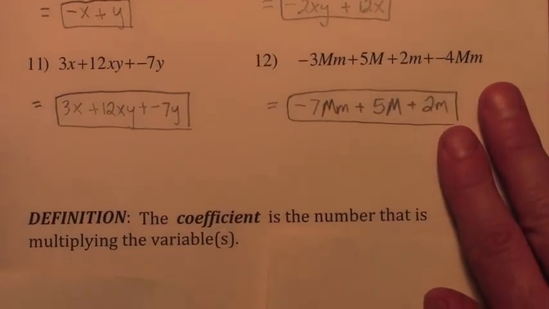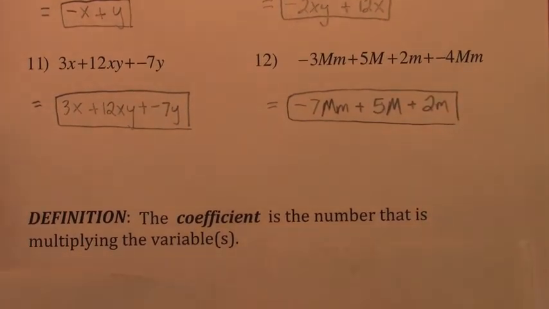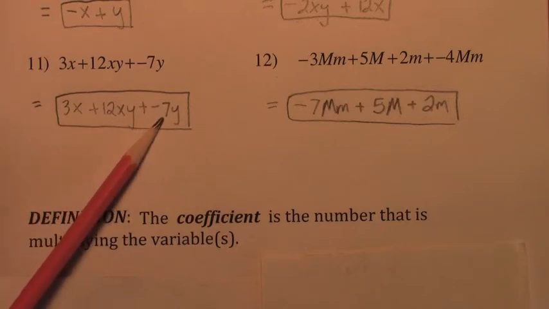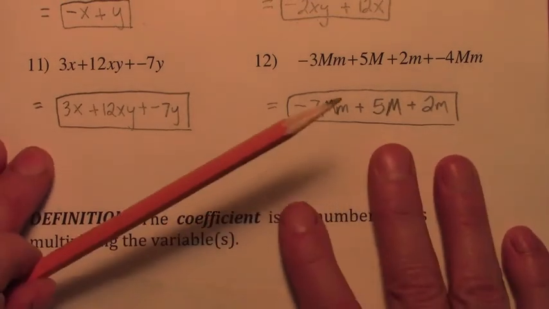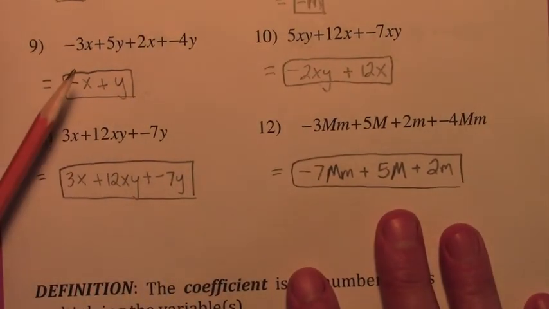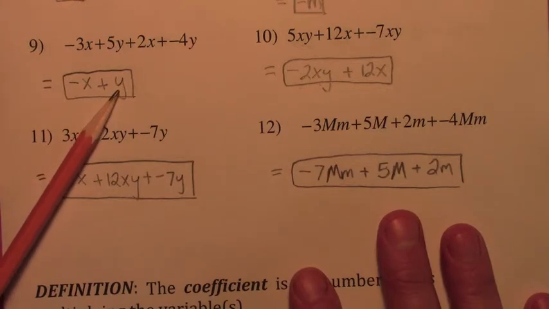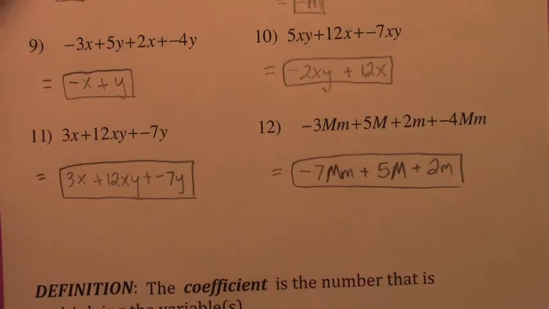There you go. There's a name. This number in front of the variable is called the coefficient. So let me go back here for a second. The coefficient of this first term is 3. The coefficient of the second term is 12. The coefficient of the last term is negative 7. So that's the coefficient. It's the number in front of the variable. Well, what's the coefficient of this term? Negative 1, right? What's the coefficient of this term? 1. Very good. Excellent. I think you're getting this stuff.